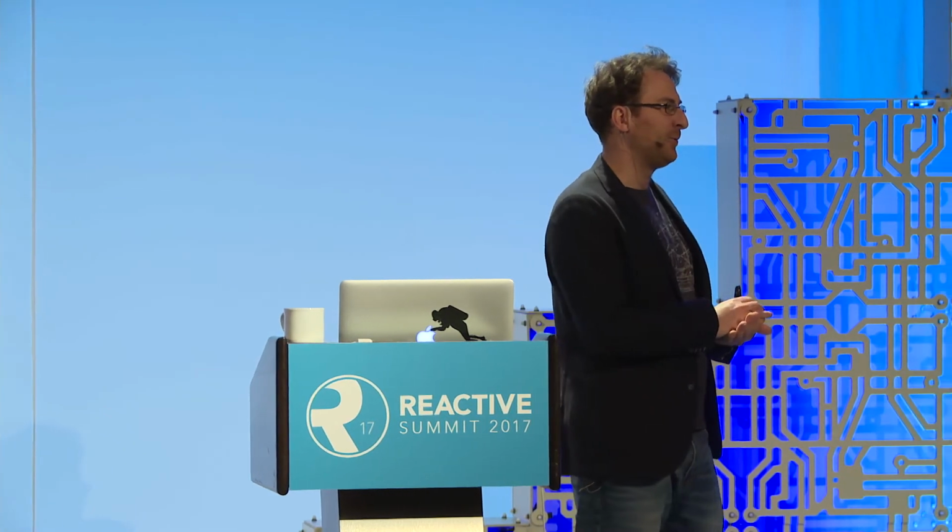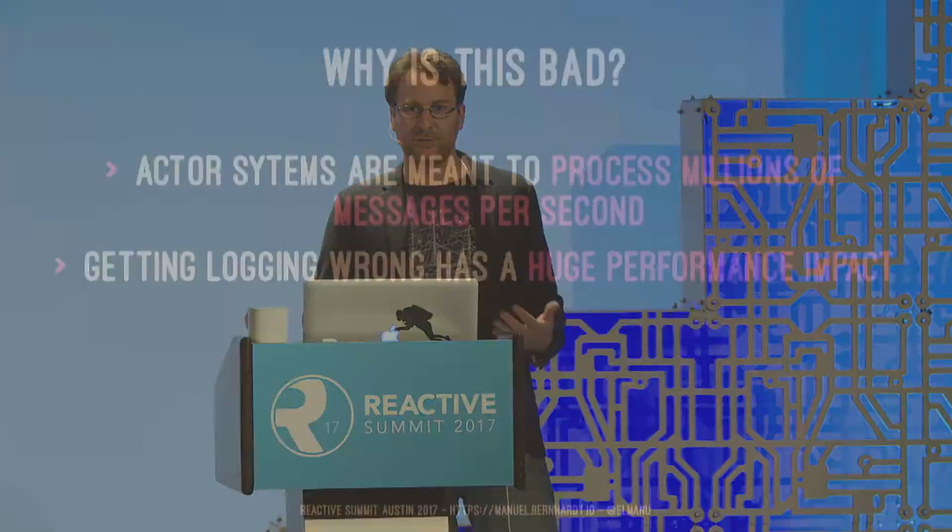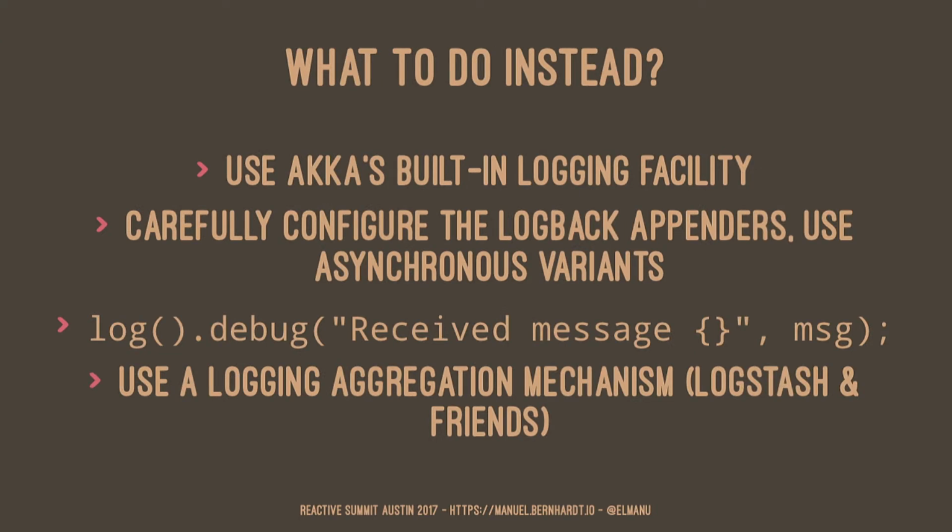So in terms of why this is really relevant with Akka, well, with Akka usually you want to do a lot. You want to process millions of messages per second, or maybe a bit less, but still the big systems are going to potentially process a lot of transactions, and that is one of the things to get right, because if you get it wrong, it can really come back at you. So what to do instead?